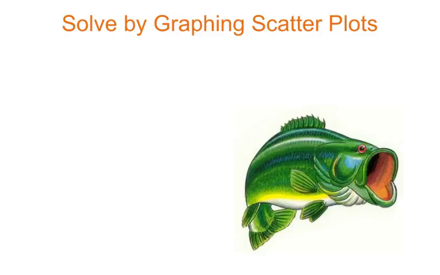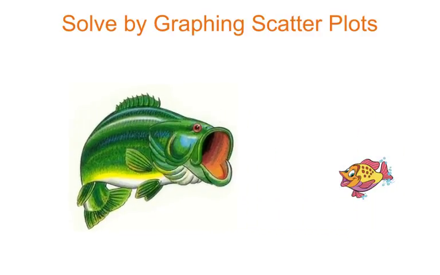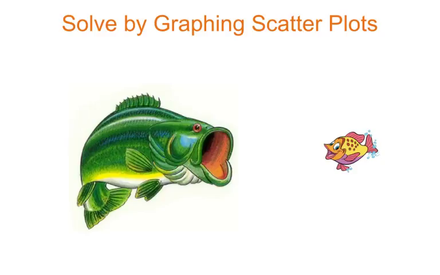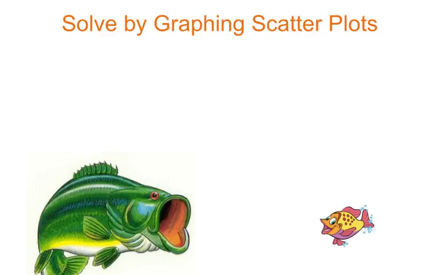the neat thing about scatter plots is we can make a table, chart how many bass and how many sunfish are around, and we can make predictions based on what we observe. And this is where math comes in very useful.